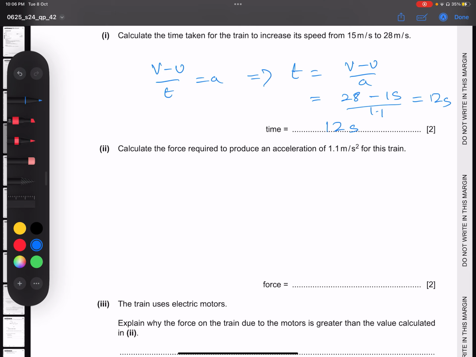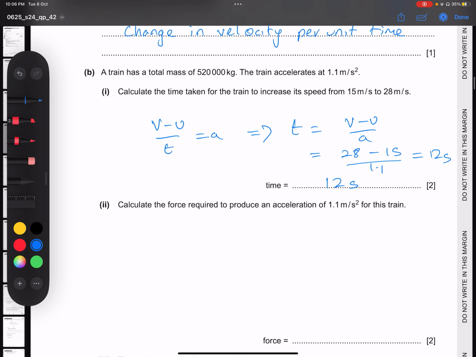And calculate the force required to produce an acceleration of 1.1 meters per second squared for this train. So we know that F is equal to ma. m is the mass, a is the acceleration. So that's 520,000 times 1.1, which is the acceleration. So that's just 570,000 Newtons. Since we're writing it to two significant figures, just always remember to make it two significant figures.